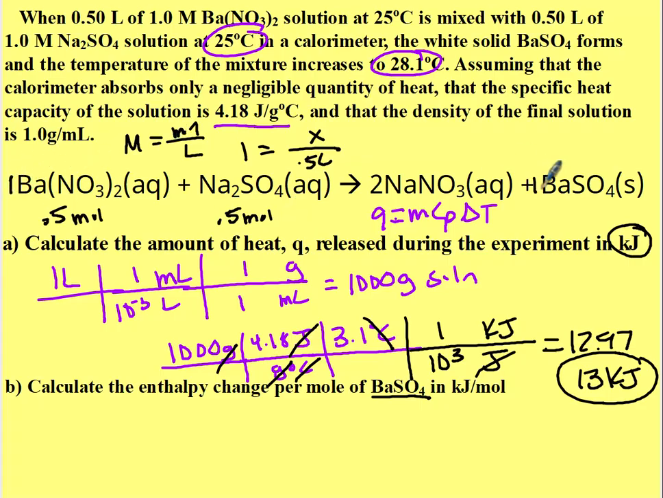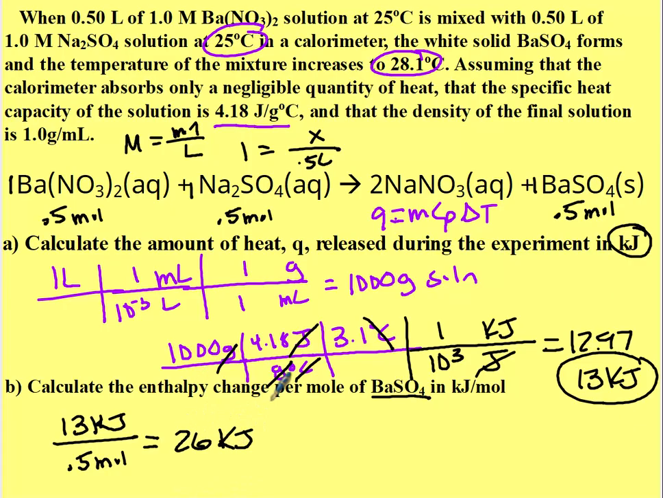It's a 1-to-1 ratio for both reactants, which means I should make 0.5 moles of barium sulfate. So I need my kilojoules on top, and I'm going to put how many moles of barium sulfate I have, which is 0.5. And that gives me 26 kilojoules. But again, if it's enthalpy change, I need a sign. And in this case, the temperature went up, and if temperature is going up, that means it's exothermic.